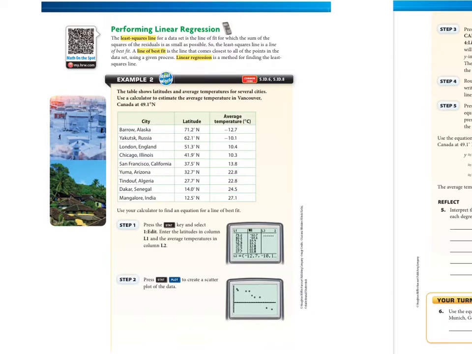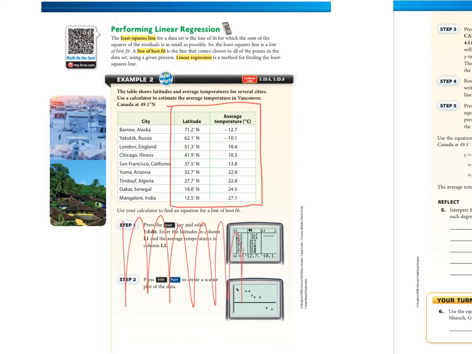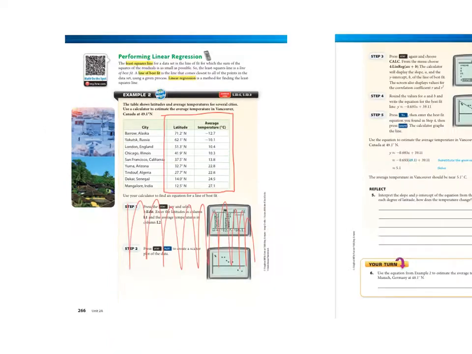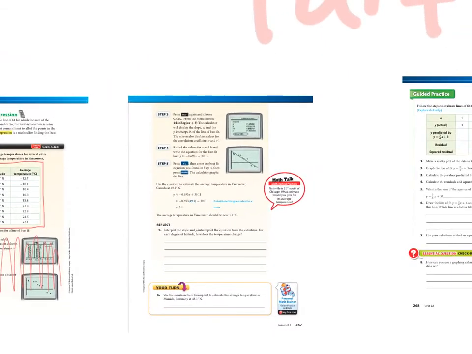So here's what we've got. Here is all of your data right here. Latitude and temperature for a whole bunch of cities around the world: Alaska, Russia, England, Illinois, Arizona, and so on and so forth. So remember to name A and B, latitude, and B, you don't have to name an average temperature. I think temperature would be just fine. Ignore all of these steps here because we have cooler calculators than the 84. Ignore those steps because it is much more cumbersome and tedious on those than it will be on our Inspires. So go ahead, pause the video, and make your scatter plot.